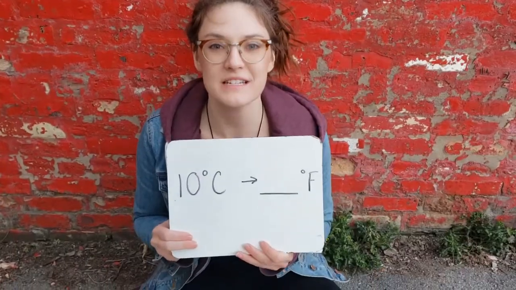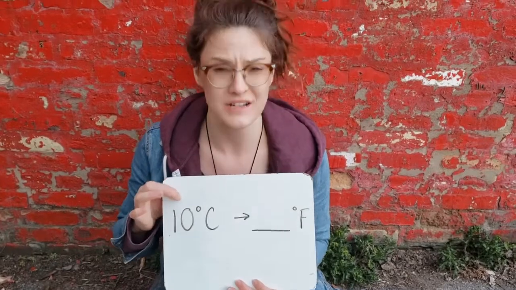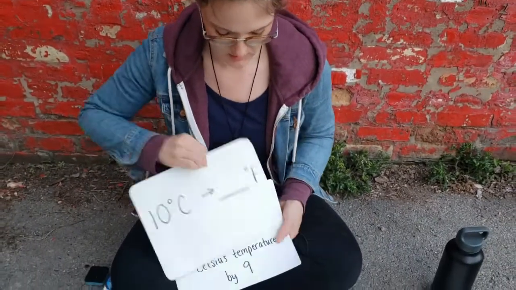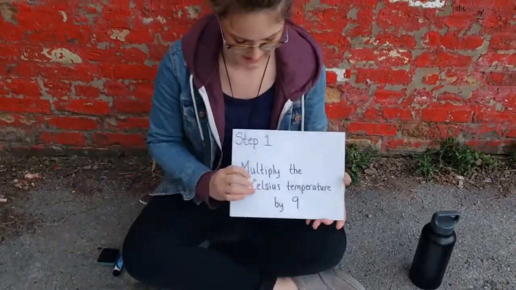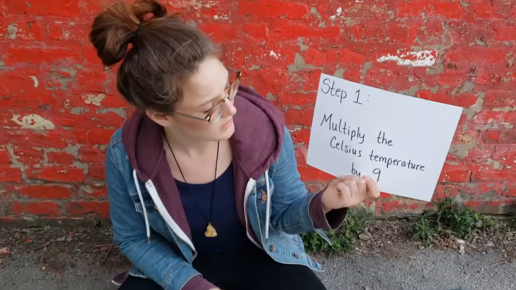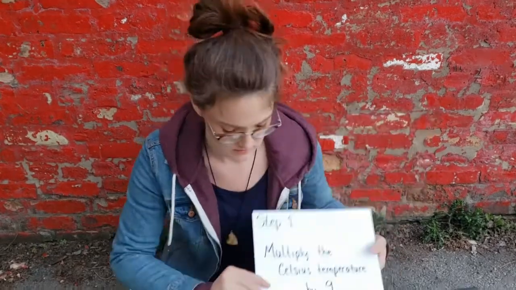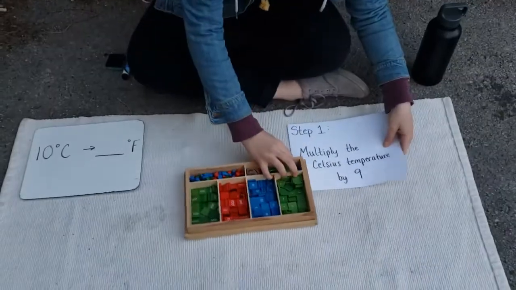All right, let's practice converting 10 degrees Celsius into Fahrenheit. We're going to use these steps. Step 1, multiply the Celsius temperature by 9.